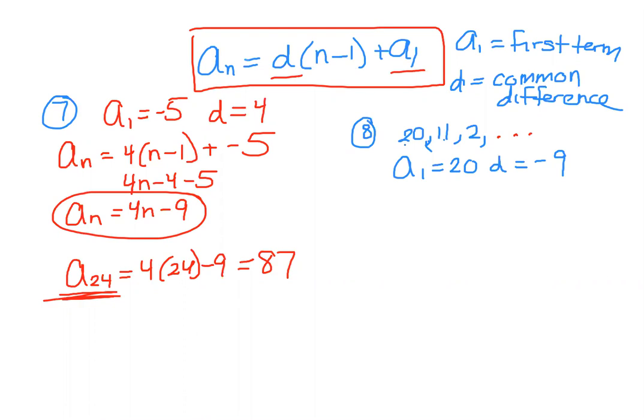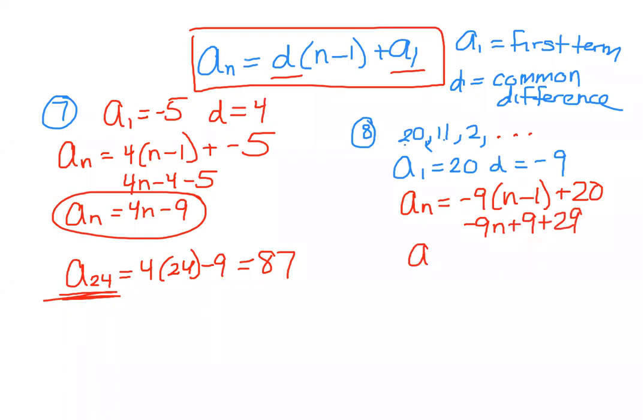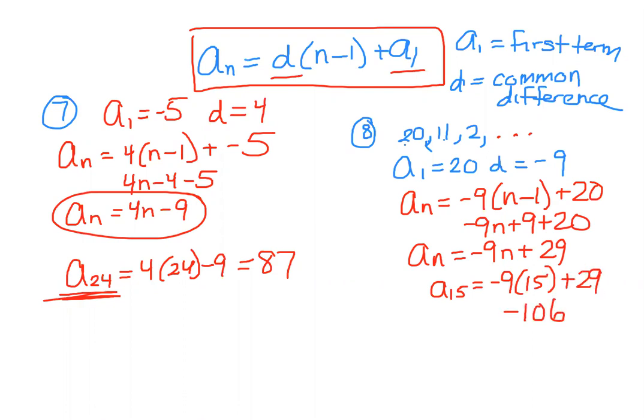Yeah, that 8, it was wrong in there. Maybe your notes are different, but we'll do it with this. We're going to say an equals d times n minus 1 plus a1, and then distribute the -9, and we get an equals -9n plus 29. Plus 29, and it's asking us for a15. So all we have to do is do -9 times 15 plus 29, and we get -106.